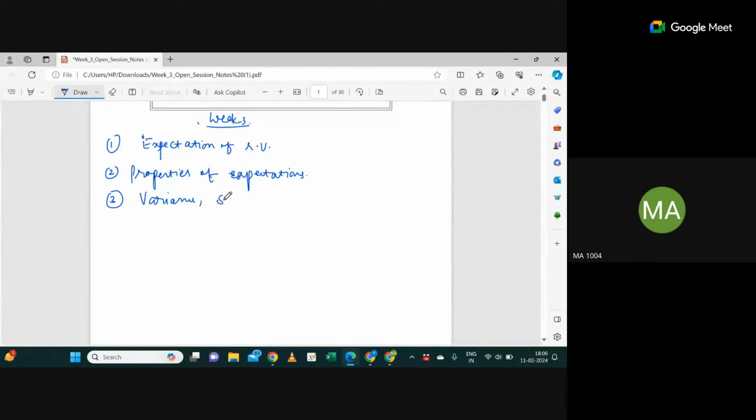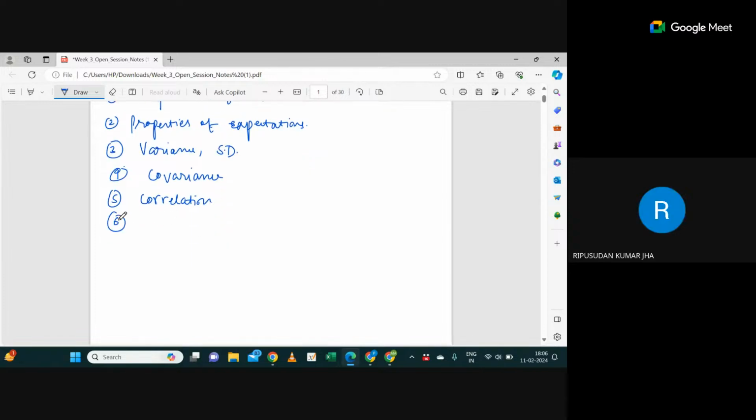Variance, standard deviation, then covariance, then correlation, and inequalities, bounds: Markov inequality and Chebyshev inequality. So these are the topics we are going to discuss in today's session.